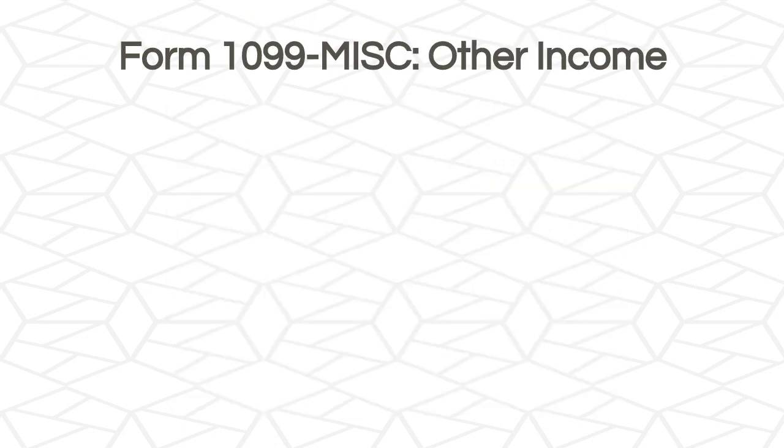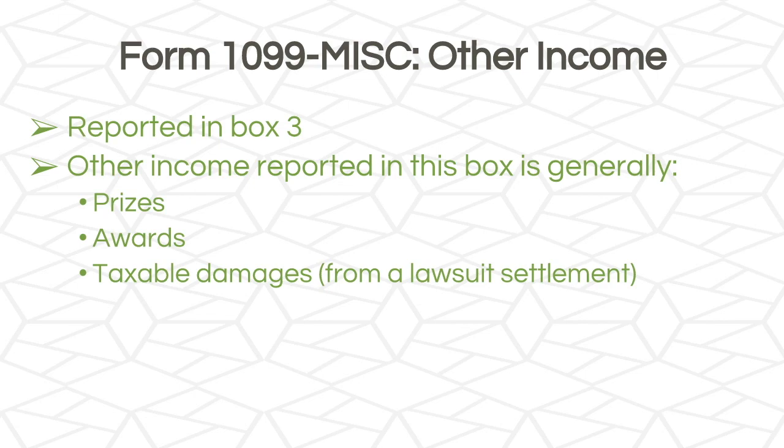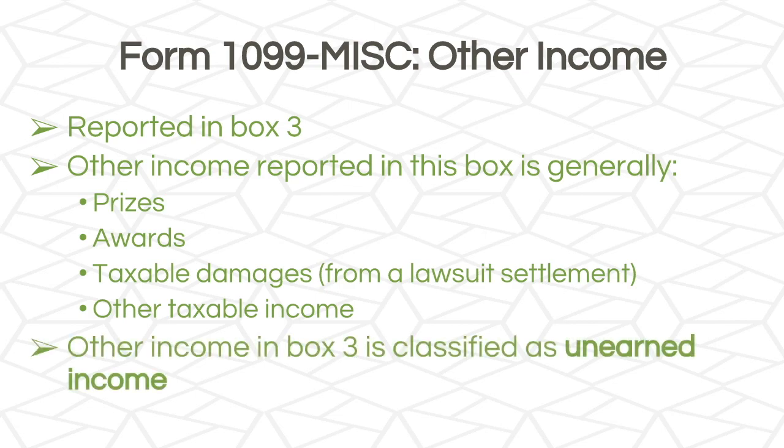So what exactly is other income? It's going to be reported in Box 3 of the 1099 miscellaneous and will generally include things like prizes, awards, taxable damages from a lawsuit settlement, and other taxable income. And all of these are classified as unearned income.